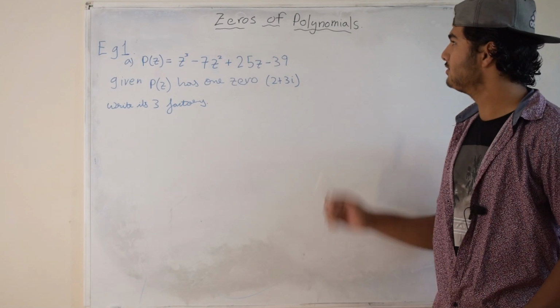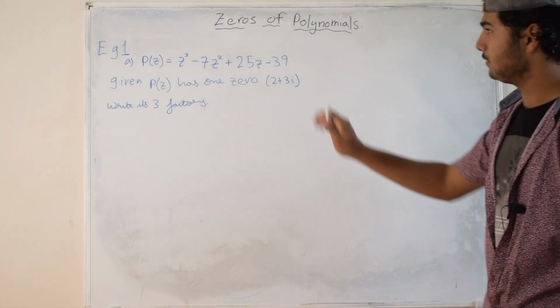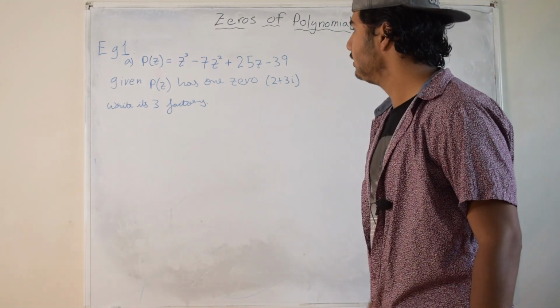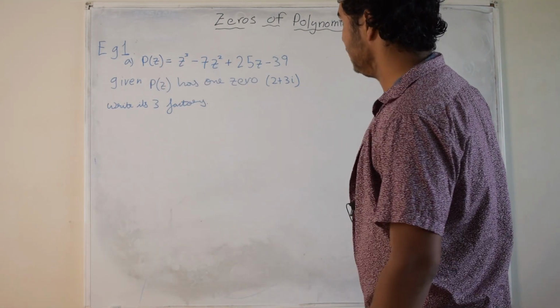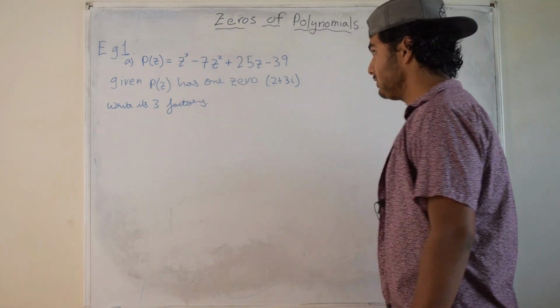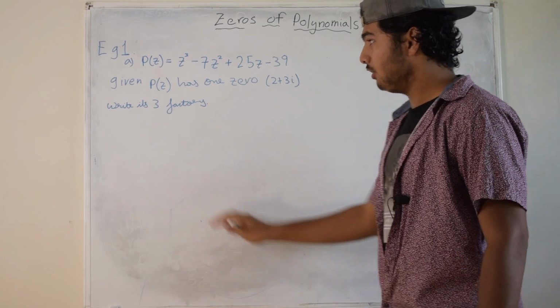G'day guys, in today's video we'll be talking about zeros of polynomials. We've got an example right here. We're given a polynomial, p of z equals z cubed minus 7z squared plus 25z minus 39. Given that p of z has 1, 0, 2 plus 3i, write its three factors.